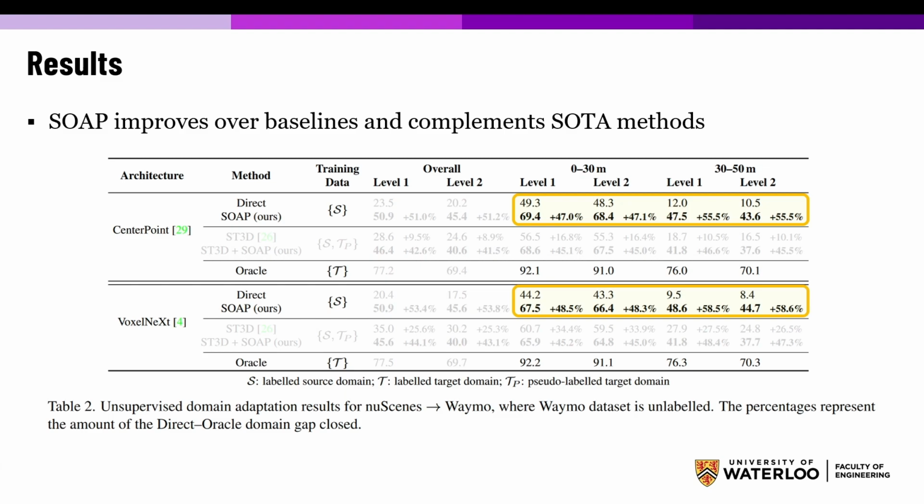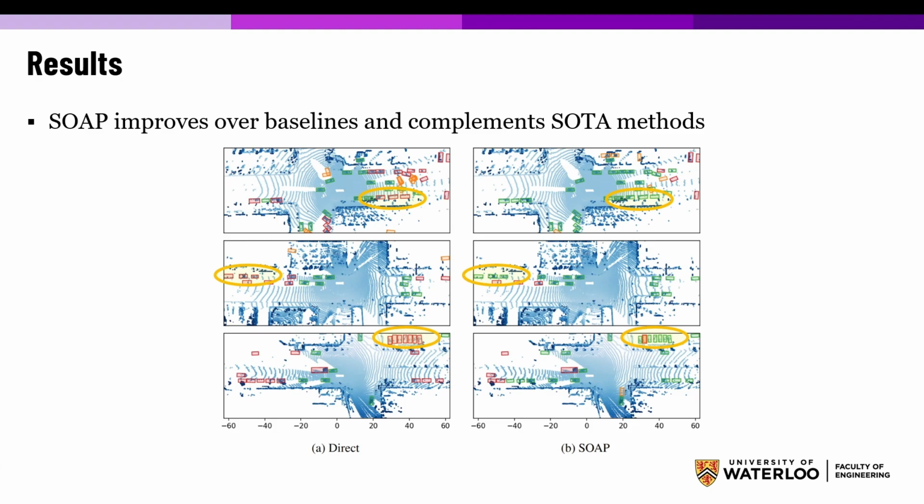More interestingly, faraway objects, for example between 30 and 50 meters, receive more improvement compared to close-range objects. This highlights the benefit of using full sequence aggregation in this context. This is also evident in the qualitative examples, where in the highlighted region we can see that SOAP can identify objects that are far away or occluded that are otherwise completely missed by the naive pseudo-labeling approach.